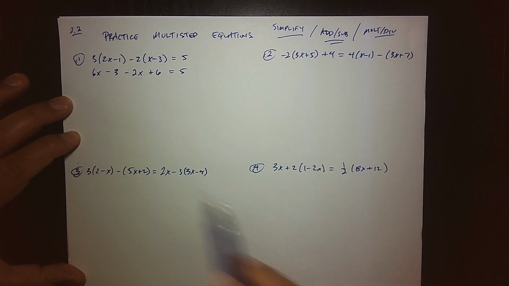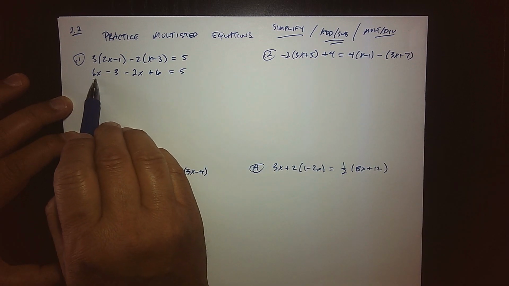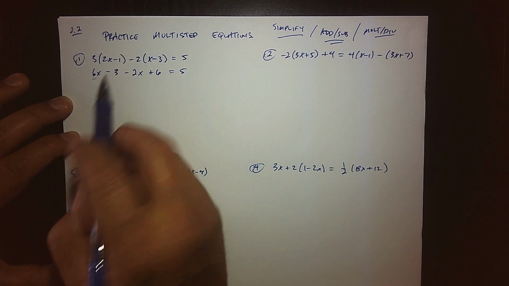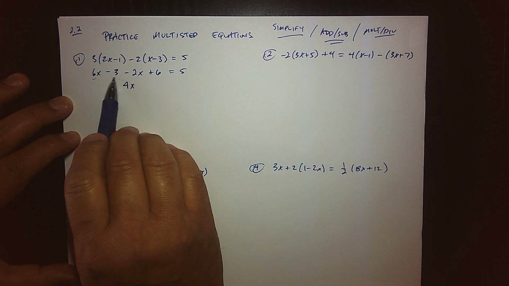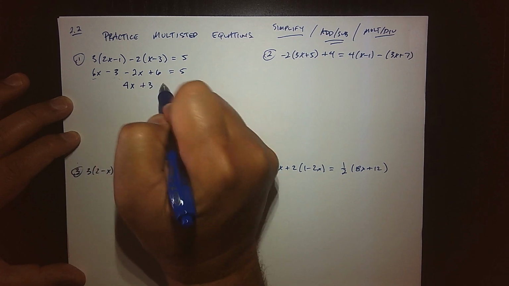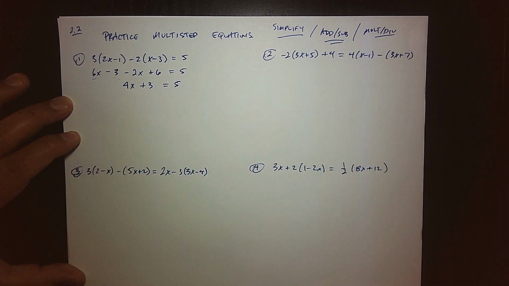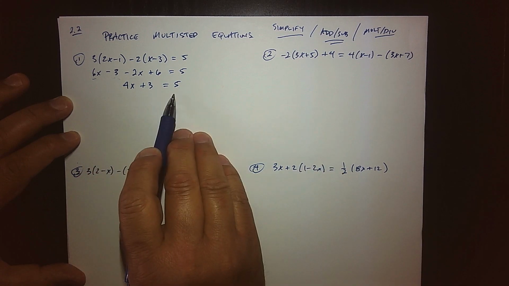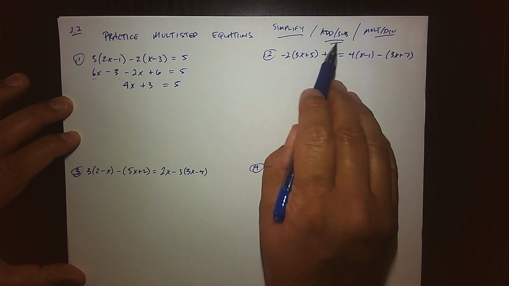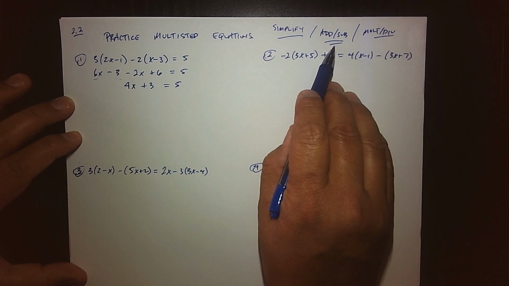So there are my distributions. I can combine like terms, right? There's 6x, and I'm taking away 2x. That combines up to 4x. And then a minus 3 and a plus 6 combines up to 3. All right? And so this side is now as simple as I can make it, and this side is as simple as I can make it.